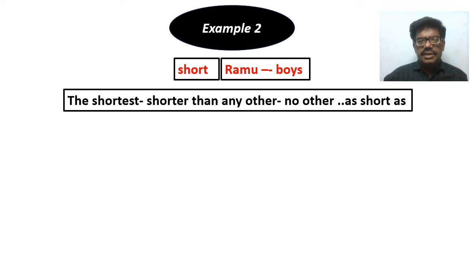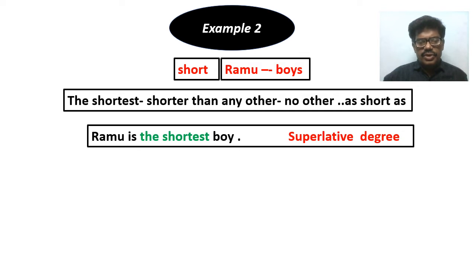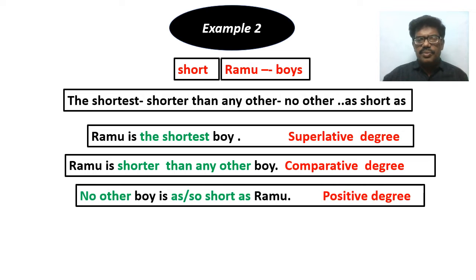Look at here the structures in type 1. Ramu is the shortest boy, superlative degree. Ramu is shorter than any other boy, comparative degree. No other boy is so short as Ramu or as short as Ramu will be the positive degree.